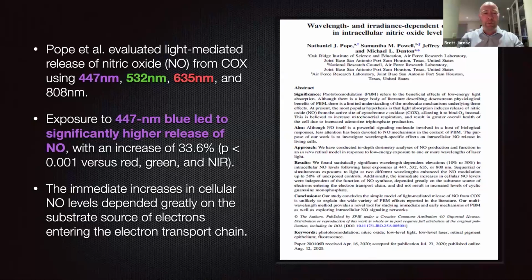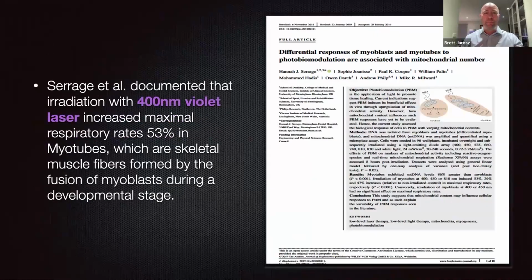The immediate increases in cellular nitric oxide levels depended greatly on the substrate sources of electrons entering the electron transport chain. So just remember the mechanism here is you dissociate the nitric oxide, which allows oxygen to bind to COX to be able to create a better response. So the idea there is they're showing a significantly higher release of nitric oxide, which means that we are going to get a better response because of the nitric oxide being released.